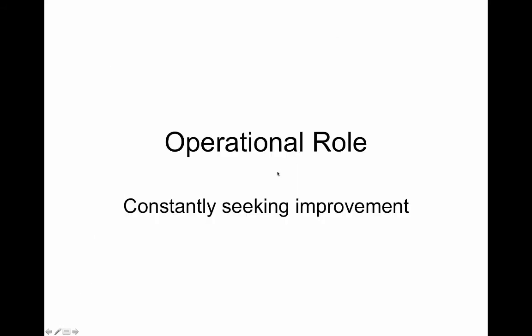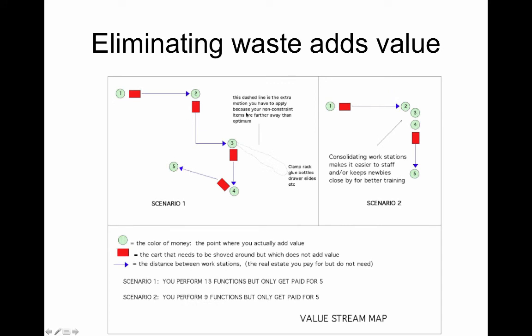So operations, hopefully by now you're starting to understand, is all about seeking improvement. And in order to be able to seek improvement, you have to understand the steps or the sequences of how you actually add value. This is sort of your profit. Okay? This is also the source of your cost control. And one of the big concepts that Lean promotes in particular is eliminating waste.